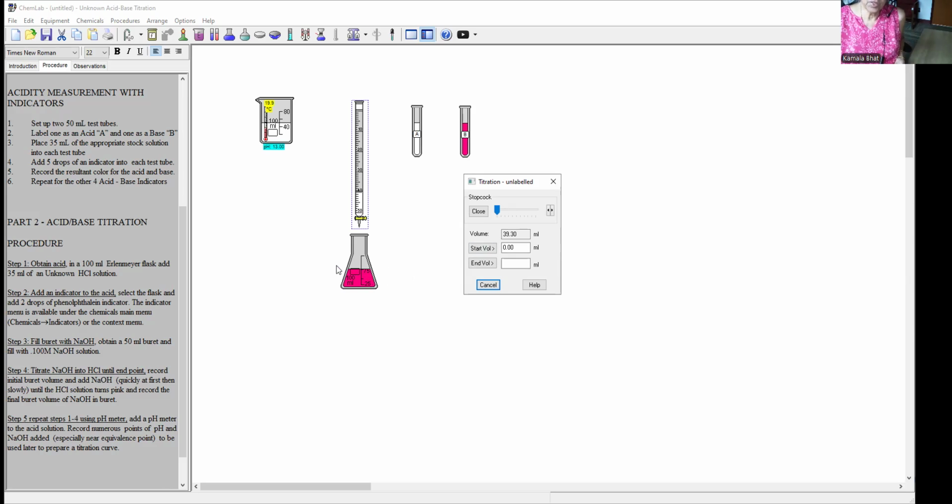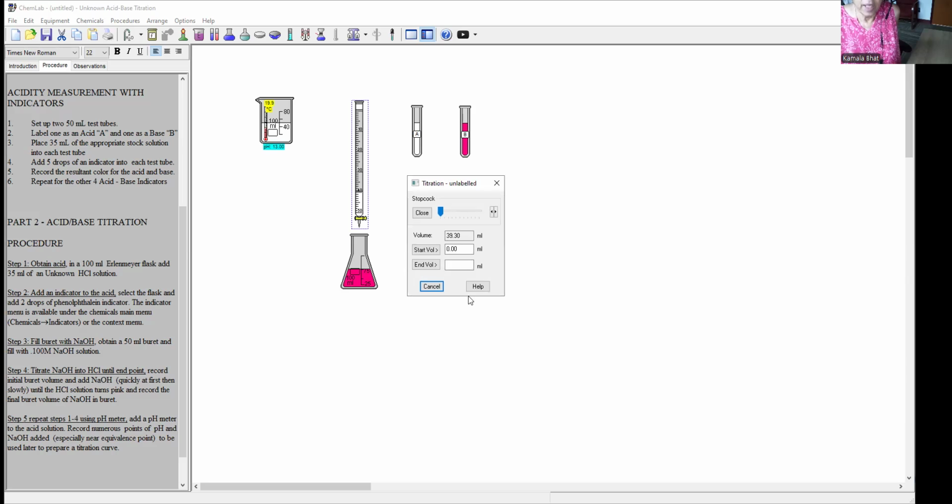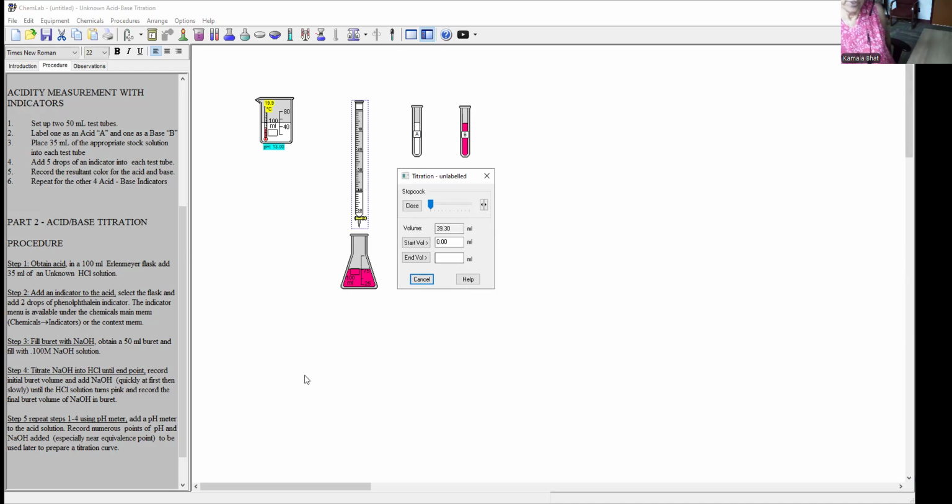Once you see the color change, you write the final end volume, and the difference between the end volume and the start volume will give you the amount of base that was added to reach the end point. So this is one way of doing it. Now I'm going to leave all this picture on the screen so that you really know what you're doing.